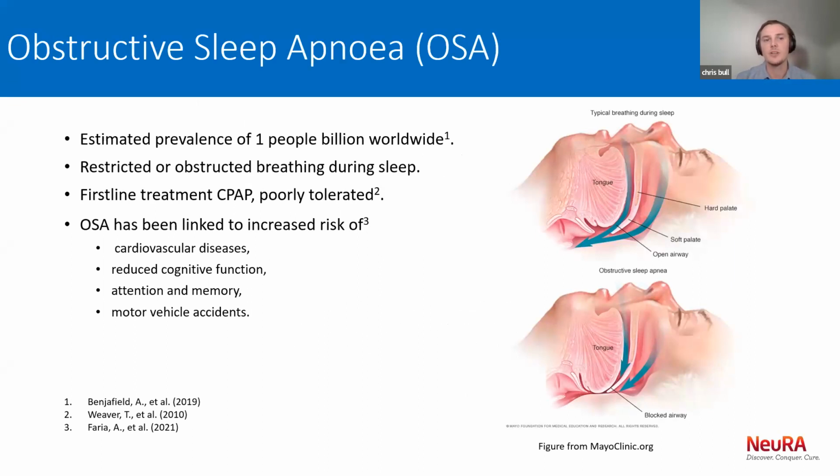Obstructive sleep apnea is a restriction or obstruction of breathing in the upper airway during sleep. This is typically around the nasopharynx region. The first line treatment for sleep apnea is CPAP, which I'm sure we're all somewhat familiar with. CPAP is extremely effective at reducing apnea. However, it's very poorly tolerated. Up to about half of the people on CPAP will discontinue use within the first year. And sleep apnea has been linked to increased risk of various things, most notably cardiovascular diseases and reduced cognitive function.